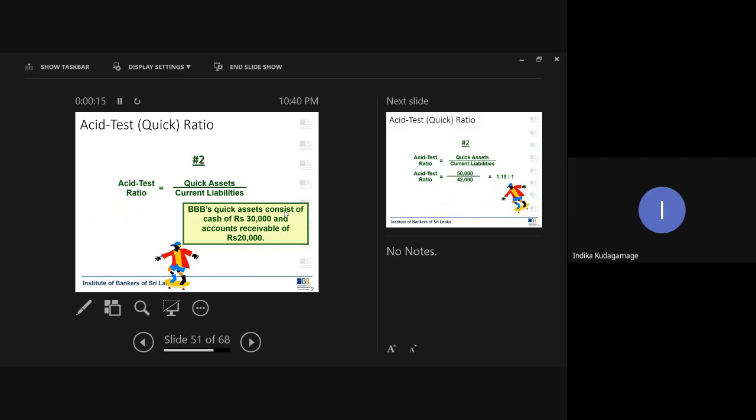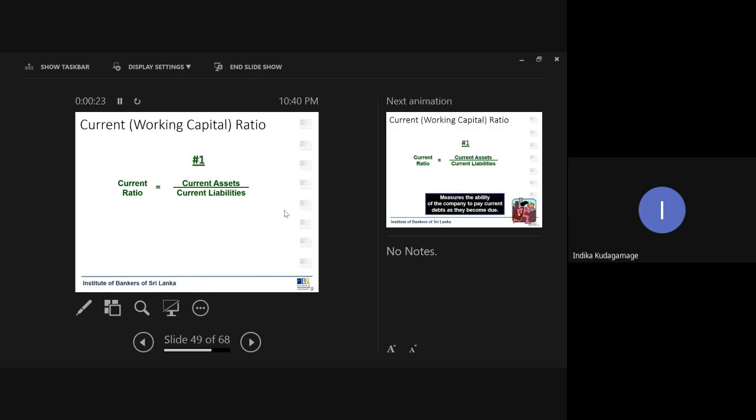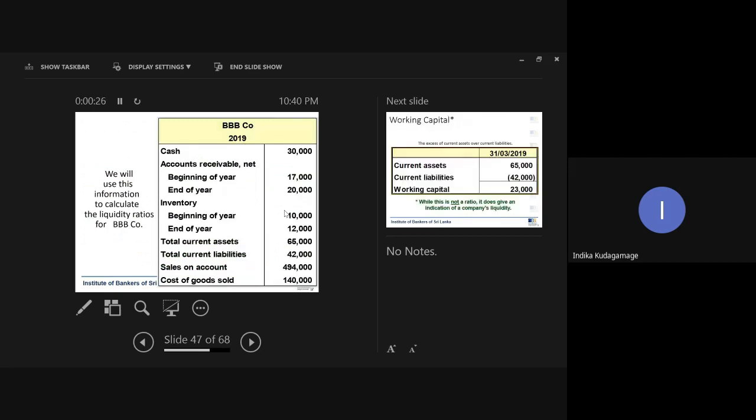The quick ratio, if you work out from the previous one, you have 30,000 and 20,000. You see? Cash, you have 30,000 here. Accounts receivable, end of the period, it is 20,000. Inventory, 12,000. That's how this 65,000 came in. 30, 20 plus 12. There has to be something else. So that's how it is 65,000 added up.